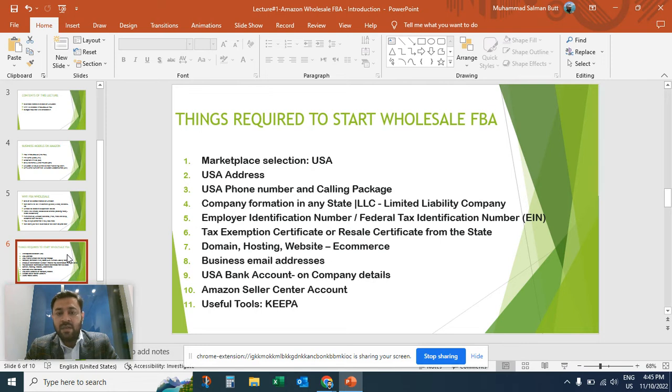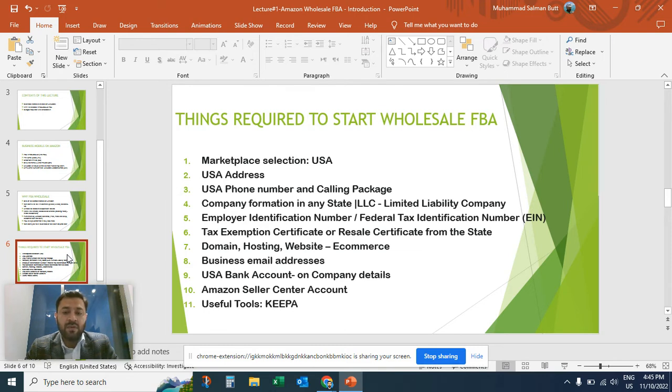Then the company or business name, that is also known as LLC or limited liability company. We will need to form a company in any state of the US. Then after forming the LLC, we can get the EIN number, and then we have to arrange a tax exemption certificate. For this whole thing, you can hire one accountant and he will be arranging everything for you.